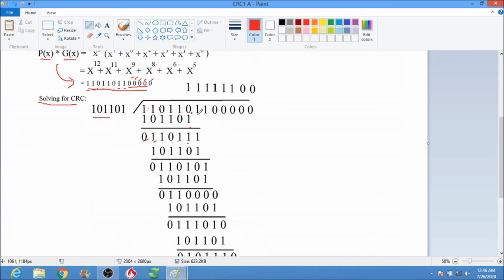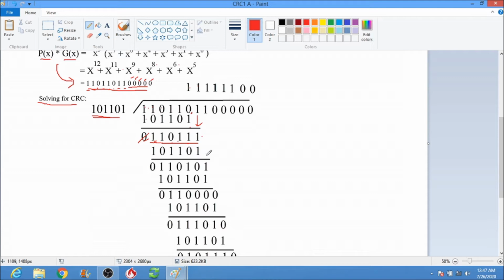Then bring down 1. The next, we cancel out this one. So this is our new dividend. We write there our quotient is 1. So we multiply to this one, so we have 1, 0, 1, 1, 0, 1.